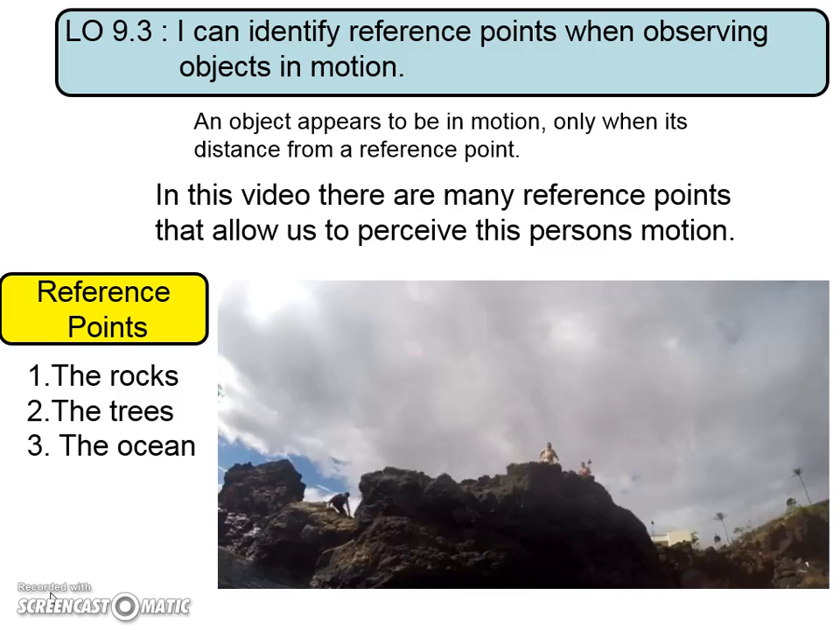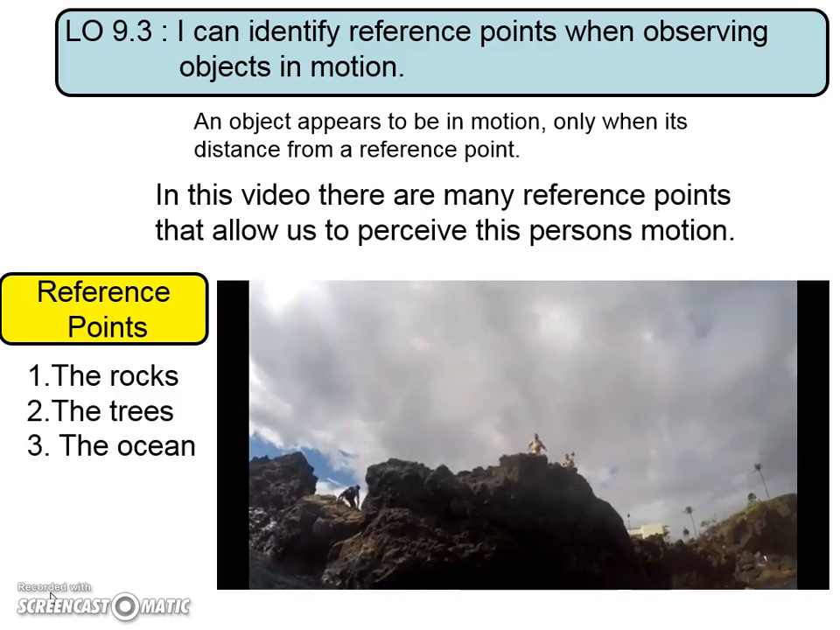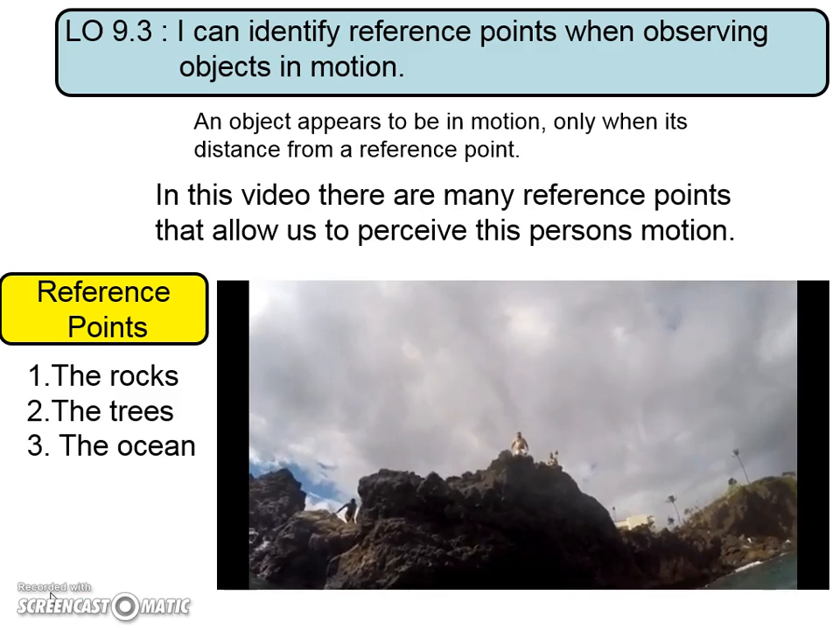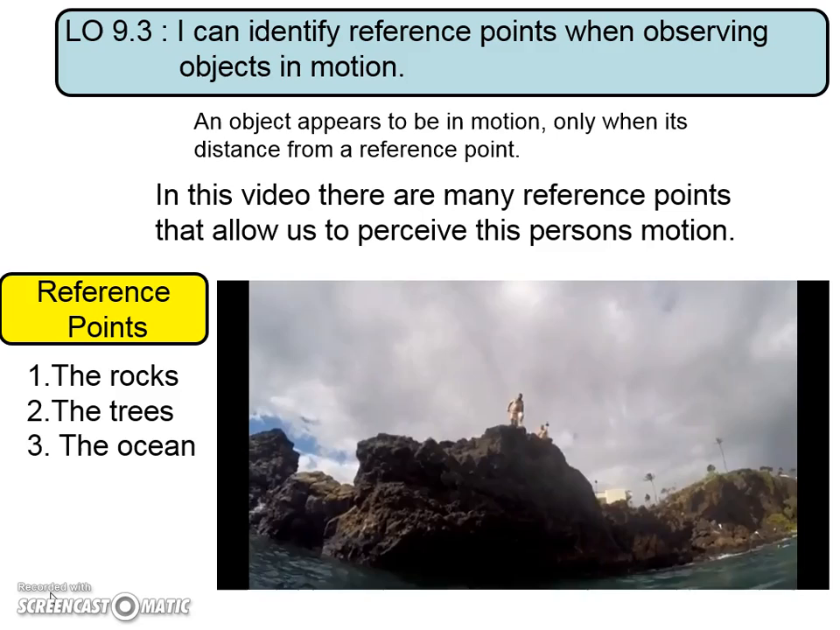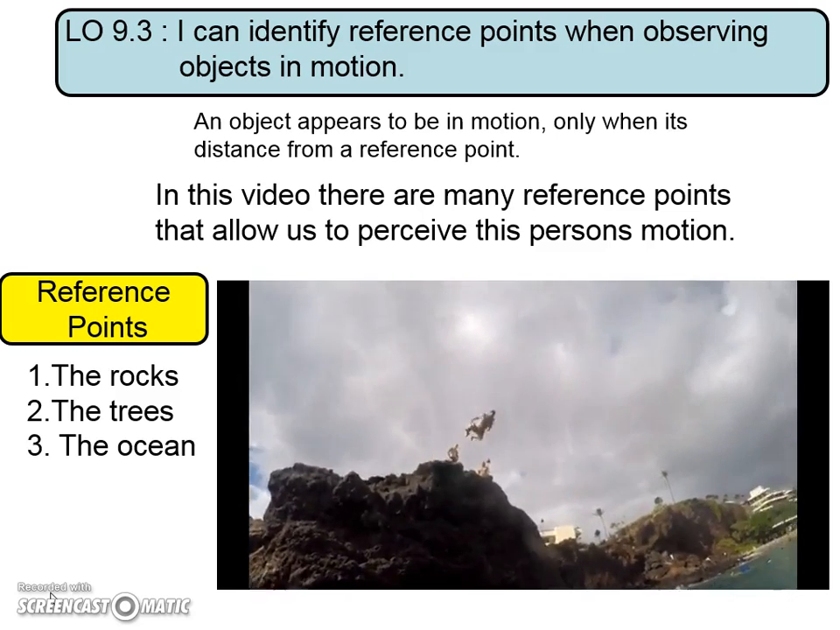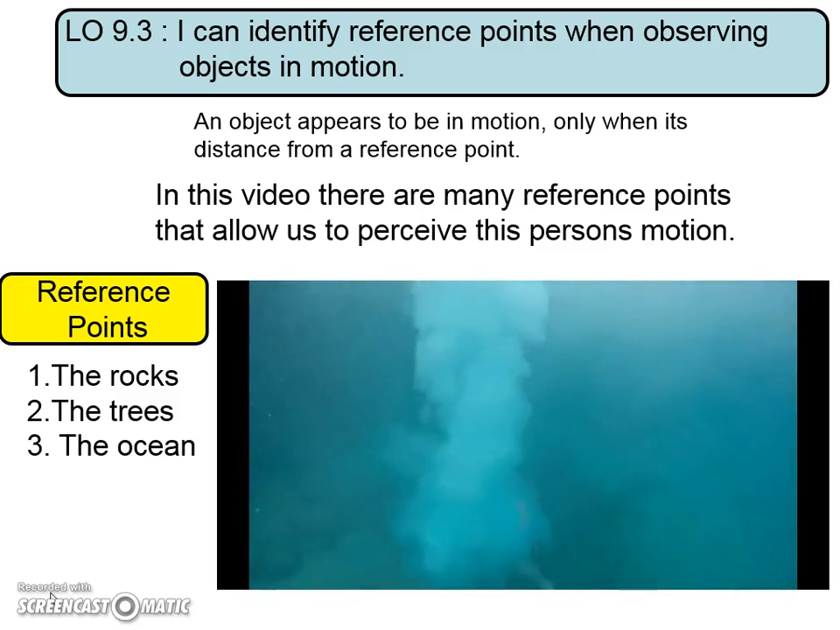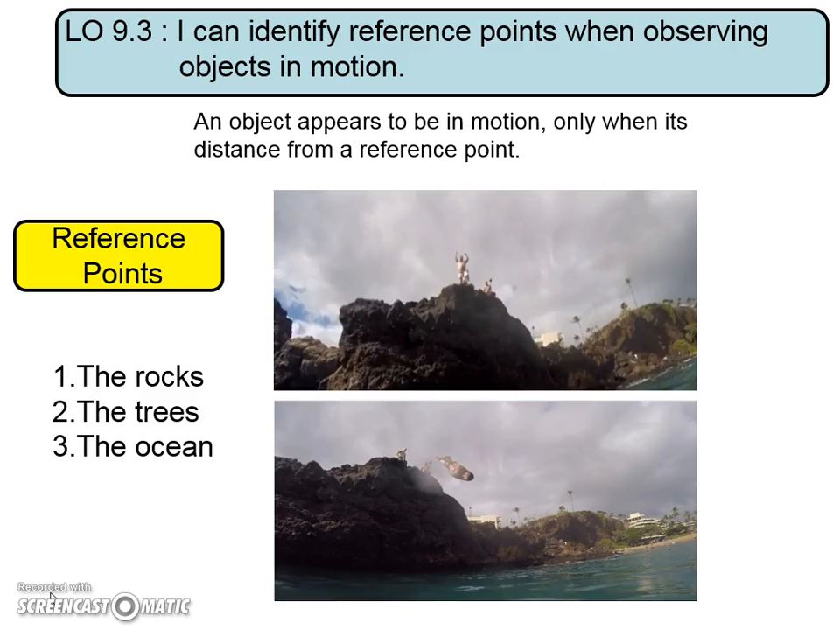Let's watch this video here. Pay attention to the reference points that allow us to perceive that the person jumping off the rock is in motion. What objects did you notice were changing distance from the person? Perhaps you noticed his distance change from the rock, his distance change from these trees, his distance change from the ocean, just to name a few reference points.